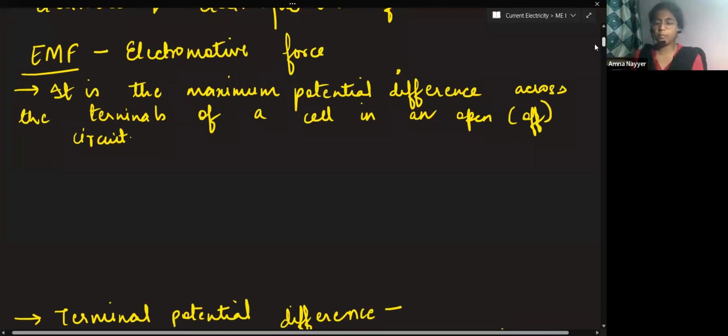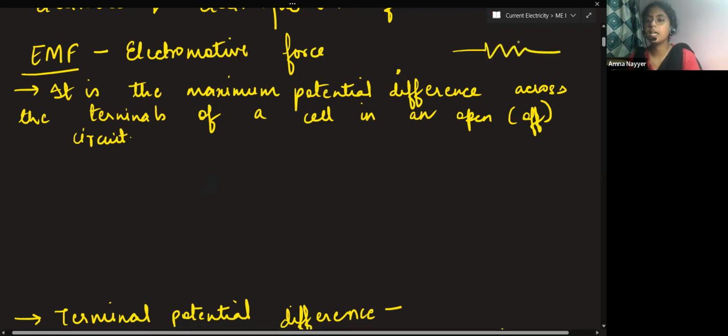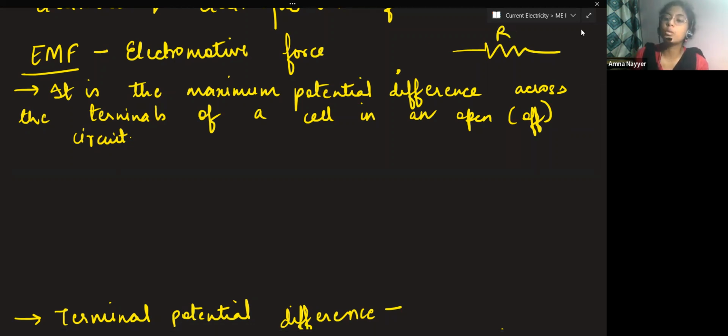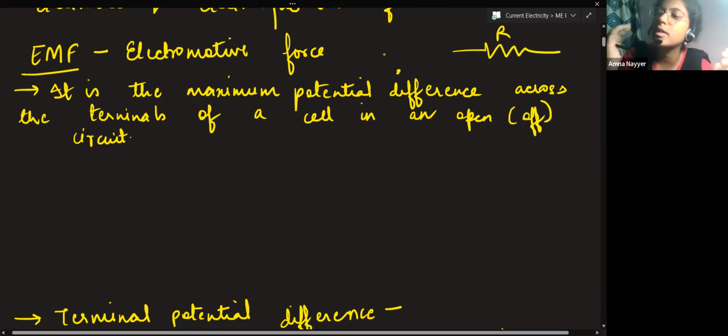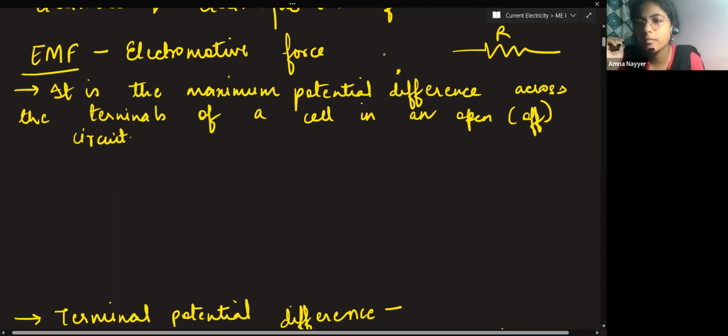So EMF is, basically, the maximum potential difference that is applied across the terminals of a cell in an open circuit. Now, we usually connect external resistors in our circuits. For example, if you have an external resistor, whatever is the potential difference across this external resistor, we call it EMF, that is electromotive force. So the maximum value of potential difference that is possible, that is known as EMF. The rest of the terms are known as normal simple potential differences. So basically it's the maximum potential difference only.